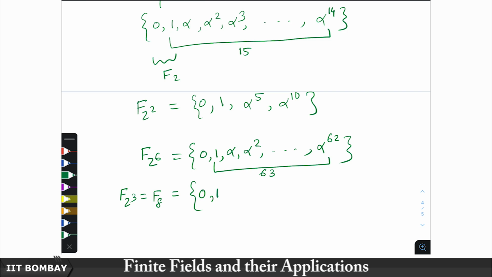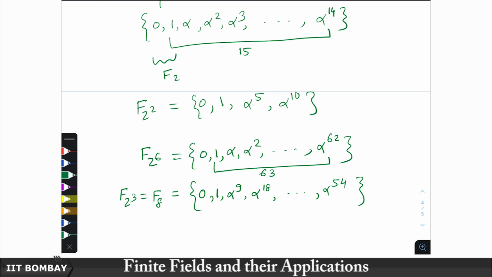So, 1, alpha power 9, alpha power 18, alpha power 27 etc. up to power 9 times 6, that is 54. These are the powers of alpha power 9. So, that is F8. So, this is the way to identify the subfields of a given finite field in terms of a primitive element.